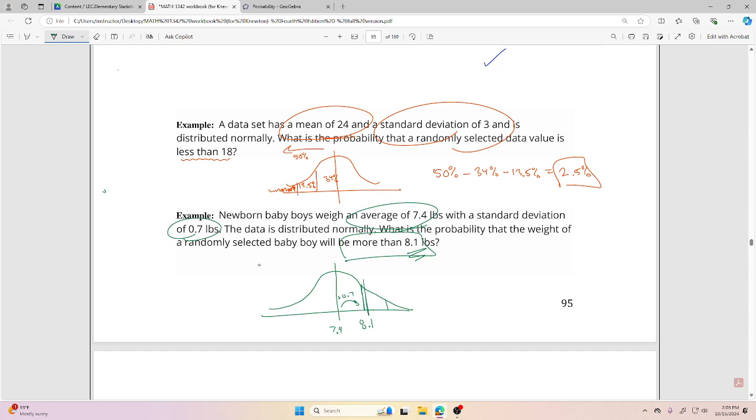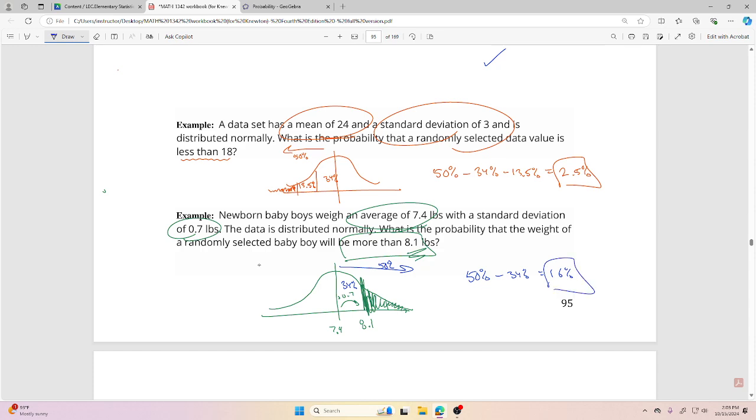So they're saying more than the 8.1. They're saying all this chunk right here. Do you remember how we do this again? There it is. 50%. And then we got the 34. So the 50 minus the 34, 16%. 16% probability of more than 8.1, given these numbers. Cool? Okay, now I want to show you GeoGebra.